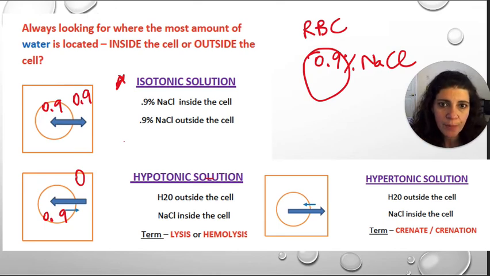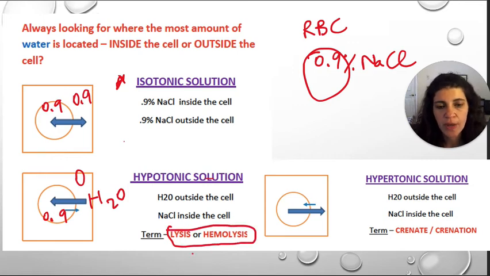What's going to happen to water? That blue arrow is the water movement, just like here. Water is going to want to go to where it's more concentrated in solute, so we can dilute it. So water goes in, and a little bit of water goes out, but most of the water is going into the cell. What happens? Lysis, or hemolysis. When you talk about red blood cells, you can talk about hemolysis. Cool.